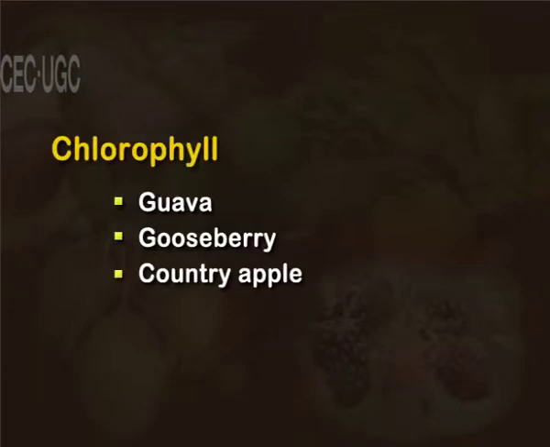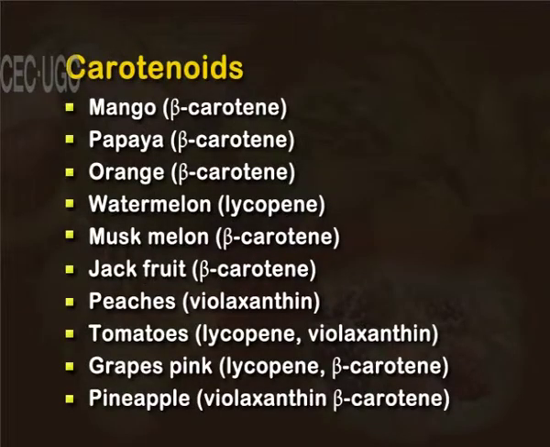Like vegetables, fruits also contain other components, especially pigments, and let us see what the pigments are and in which fruits we find them. The green colored pigment chlorophyll is found in guavas, gooseberry, country apple. Carotenoids you can find in mango, papaya, orange, watermelon. In muskmelon you find the pigment lycopene, and we also have beta carotene. Jackfruit has beta carotene.